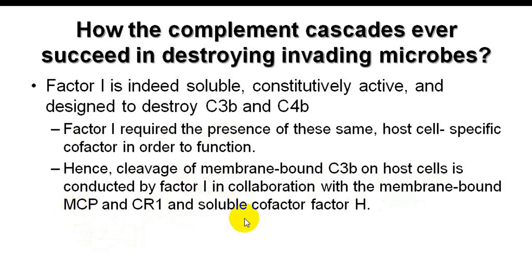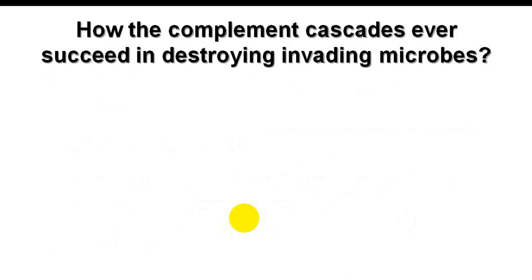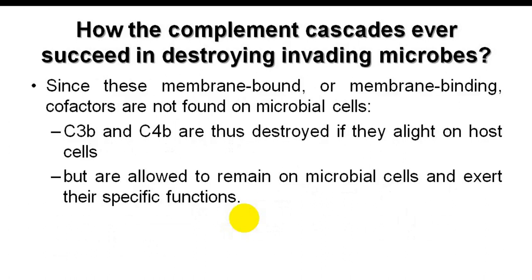It is conducted in collaboration with the membrane-bound MCP, the membrane cofactor protein, and complement receptor 1 and the soluble factor, factor H. So these are the complement cascades. Similarly, cleavage of membrane-bound C4b is achieved again by factor I, but this time in collaboration with membrane-bound MCP and CR1. So these membrane-binding cofactors are not found on microbial cells. Since they are not found on microbial cells, C3b and C4b are destroyed if they alight on host cells. But if they alight on a microbial cell, they will exert specific action such as activation of the complement system.